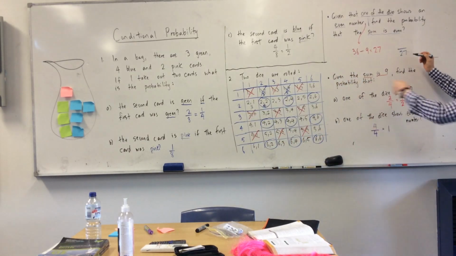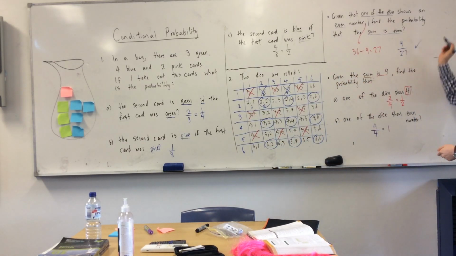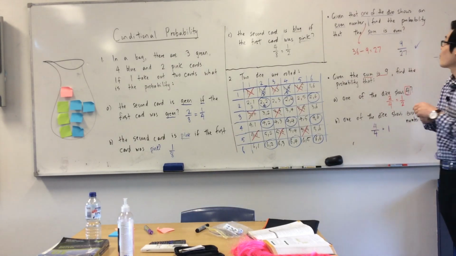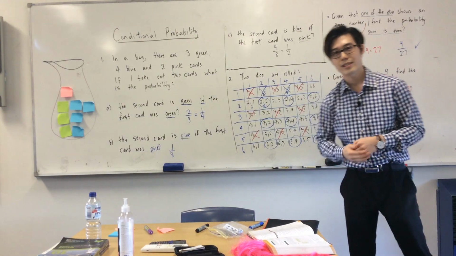What's the answer then? How many are there? 9. Yay! That's the answer at the back of the book. All right, we got it. So, wow, probability. You really have to read the question carefully, as you can see.